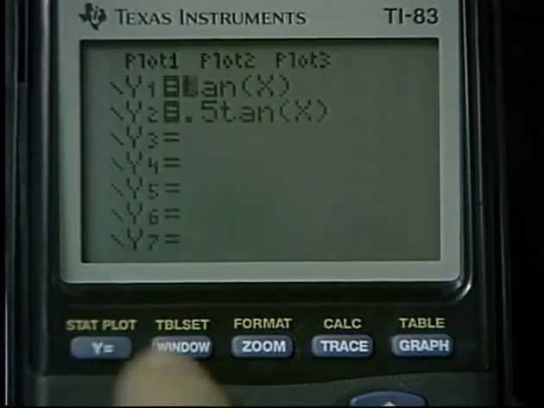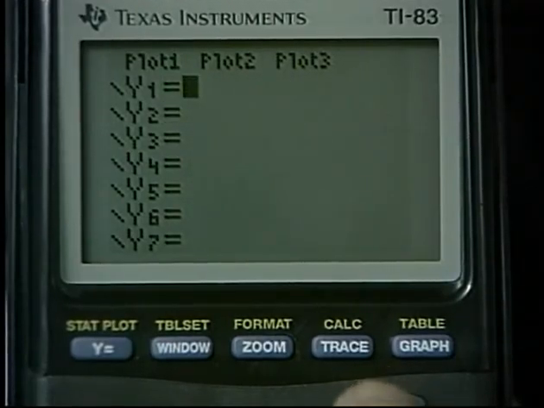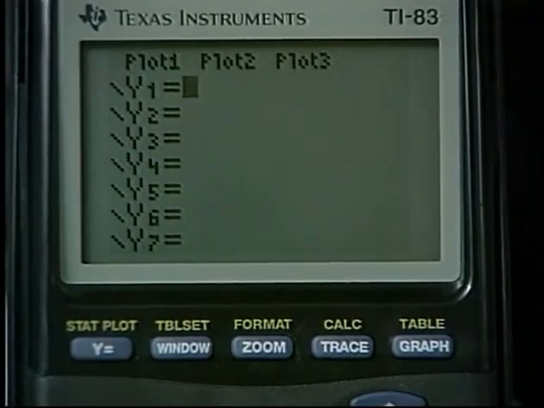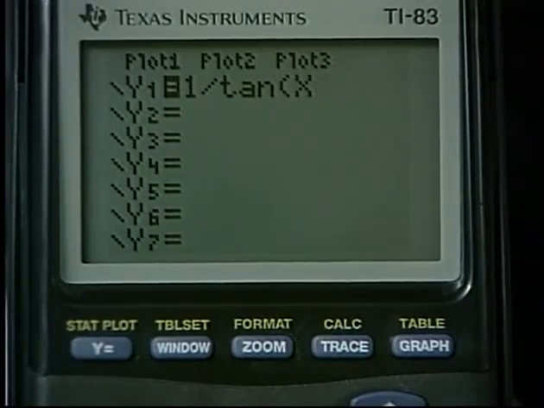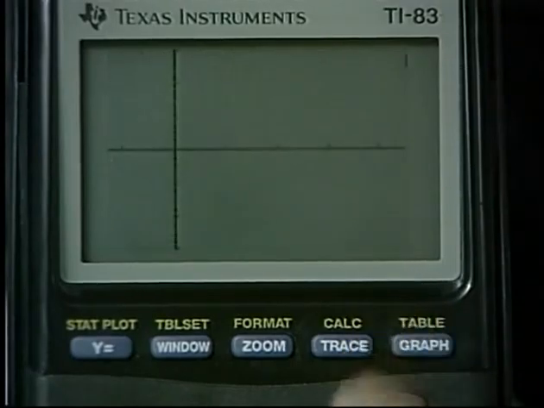Let's go back and clear these two and look at cotangent functions. Now, since cotangent doesn't appear as a button on our calculator, we have to be a little creative with the way that we enter this. So we enter this as 1 over tangent x. We know that tangent x and cotangent x are reciprocals of one another, and so here is the way we enter cotangent x, and here is its graph.